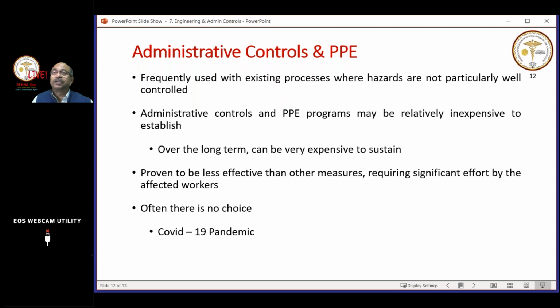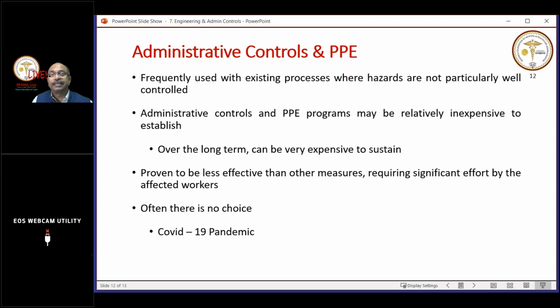So administrative controls are proven to be less effective than other measures, requiring significant effort by the affected workers. But often there is no choice. This example of the COVID-19 pandemic is a live example that all of us have faced.